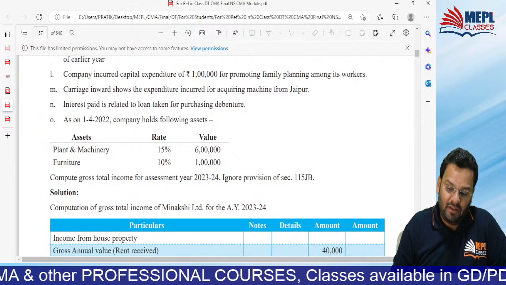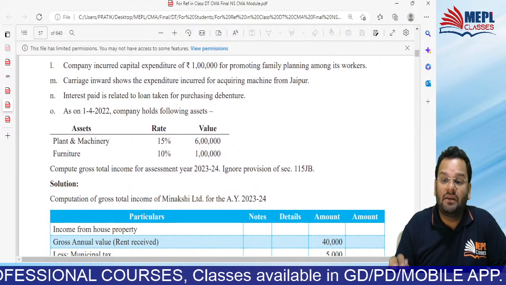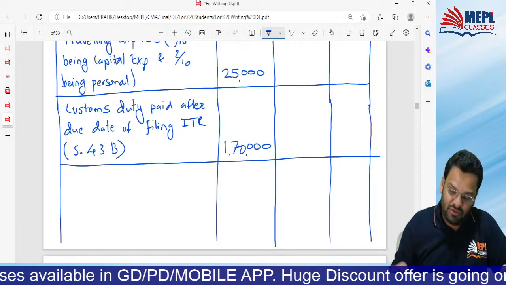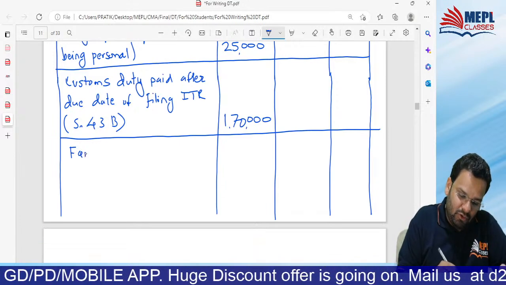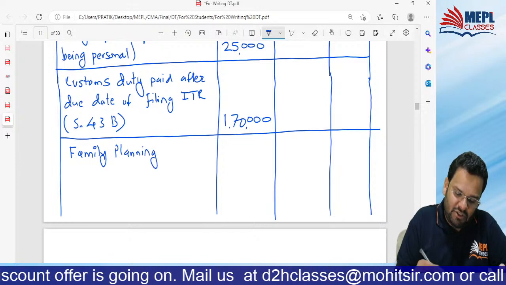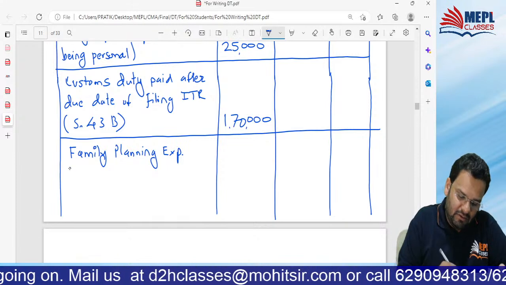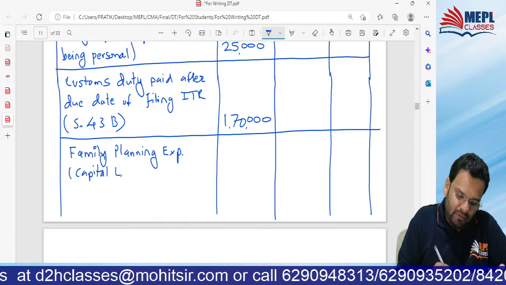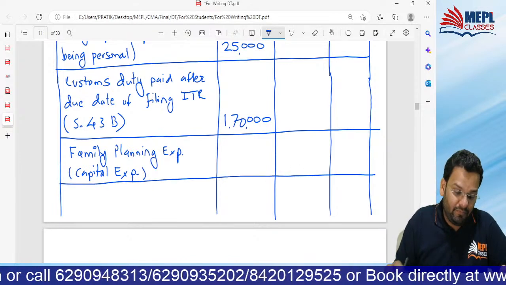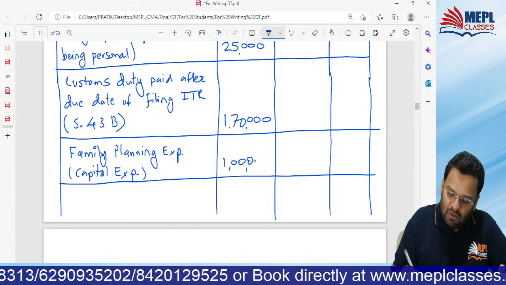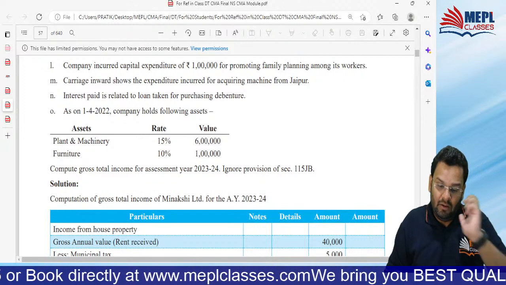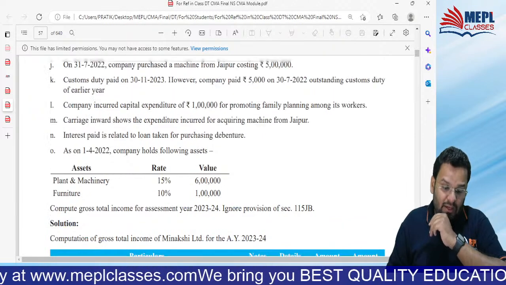43B. Please remind me. Company incurred capex of 1 lakh on promoting family planning amongst its workers. Please add it back. You cannot allow this complete amount. Family planning expenditure done by company, capital expense, disallowed. Afterwards, it will be allowed to the extent of 1/5. Right now, disallow entire 1 lakh. Okay. By the way, wait, is this 1 lakh there on the debit side?